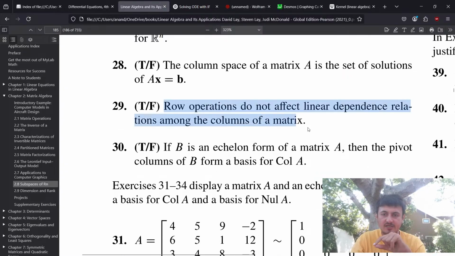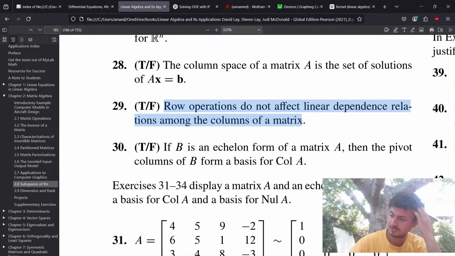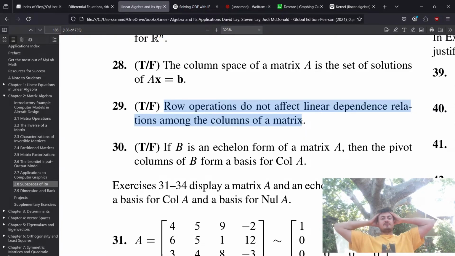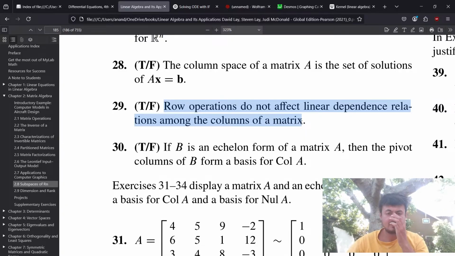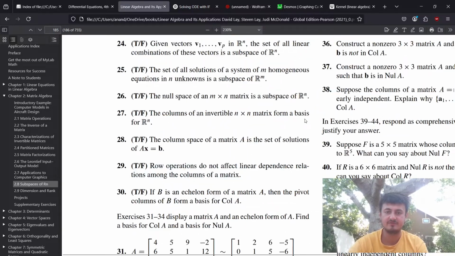29, row operations do not affect linear dependence relations among the columns. That's true. Row operations do not affect linear dependence relations among the columns of a matrix. Yeah, that's true. All right, 30. If B is an echelon form of matrix A, then the pivot columns of B form a basis for the column space. No, that's wrong. That's false. All right, now we're just going to ask ChatGPT to verify all of our answers.